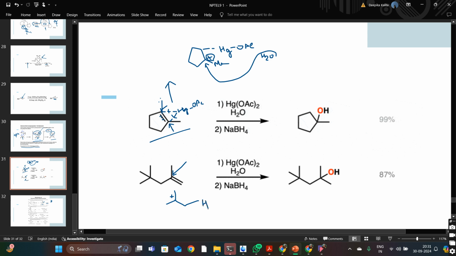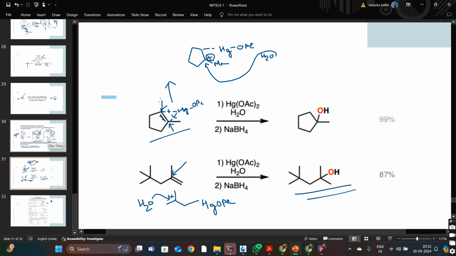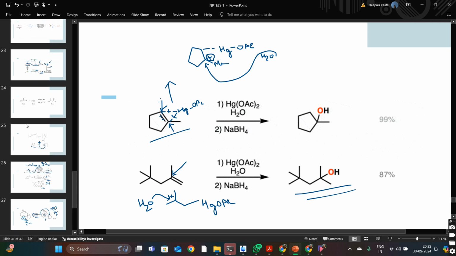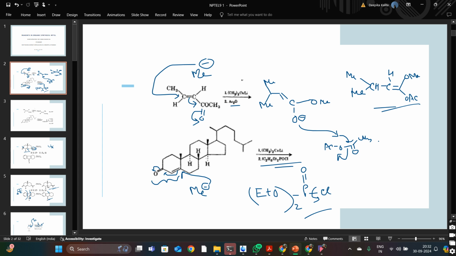The mercurinium opening from here, and this will be attacked by a water molecule, and ultimately you are going to get 87% yield of this tertiary alcohol, okay. So thus we have today discussed various questions from the topics organometallic reagents which were covered in this week, okay. Let us quickly go through all the questions that we have discussed today.